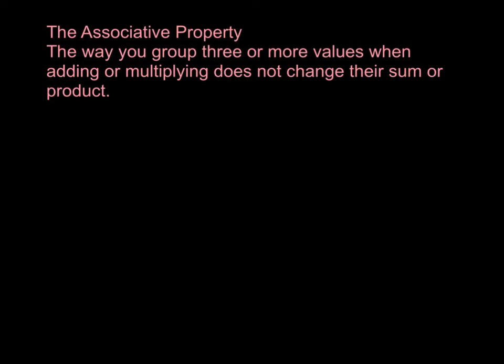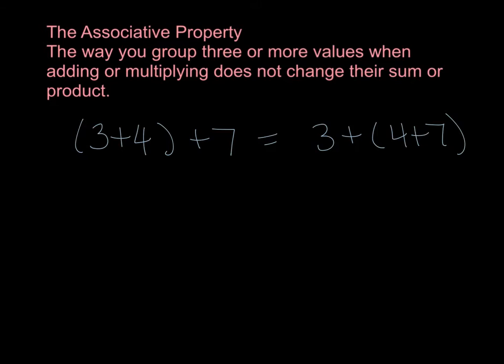The associative property says that the way you group 3 or more values when adding or multiplying does not change their sum or product. So, in other words, if you have 3 plus 4 plus 7, that's the same thing as 3 plus 4 plus 7. Okay, so we can group them any way we want, and it won't change the sum or the product.